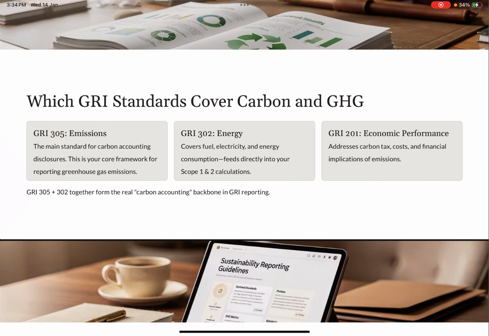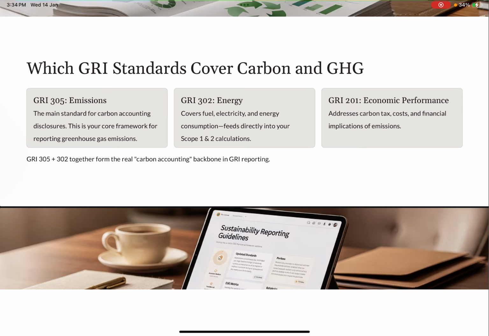So, which GRI standards are relevant in carbon accounting? These are given in this slide. So, you see that the core standard is 305. So, GRI 305 is about the emissions. It is the main standard for carbon accounting disclosure, and this reports primarily the greenhouse gas emissions.